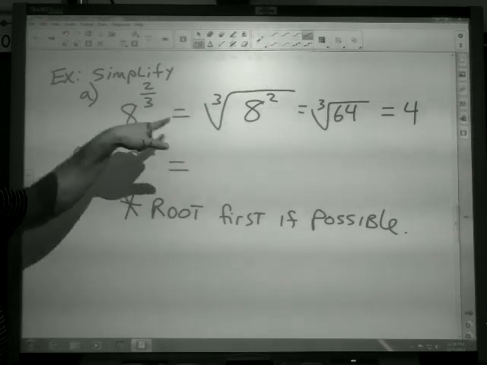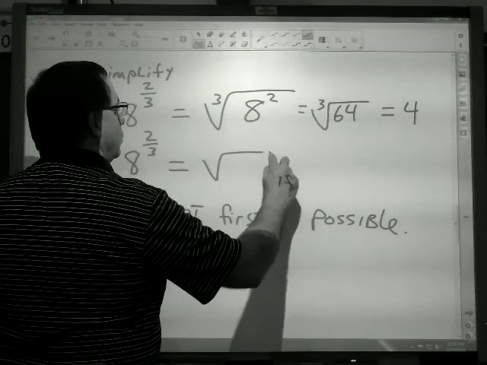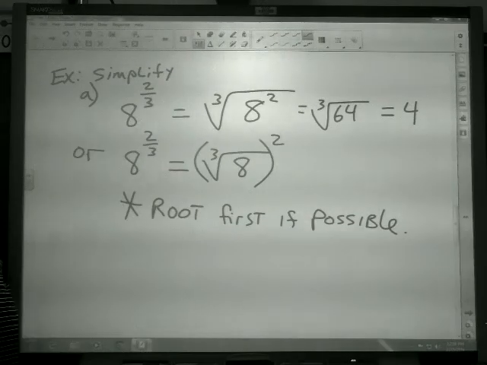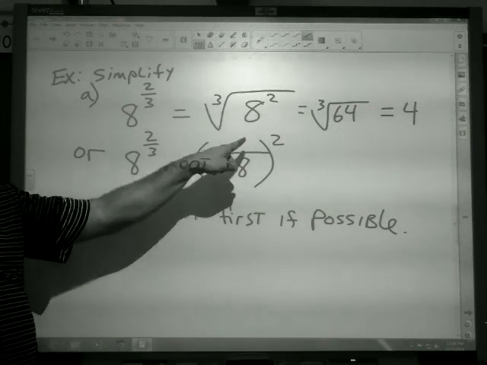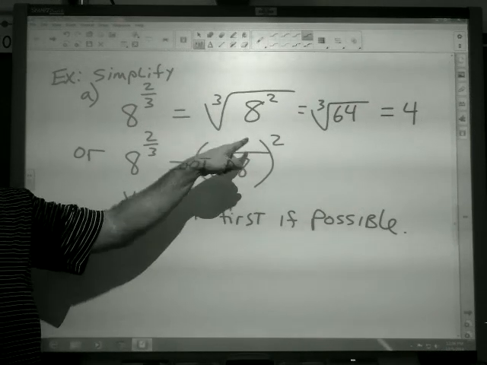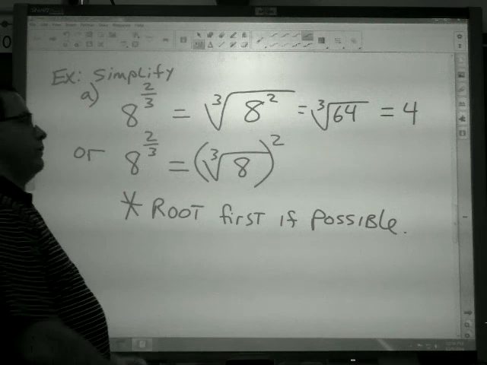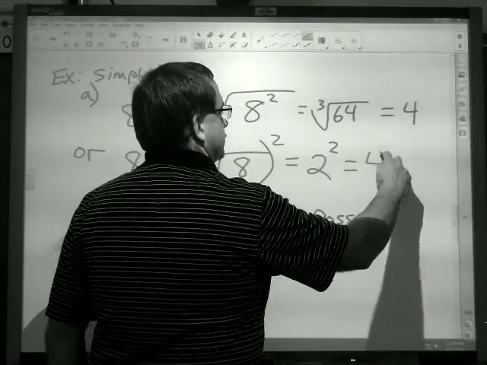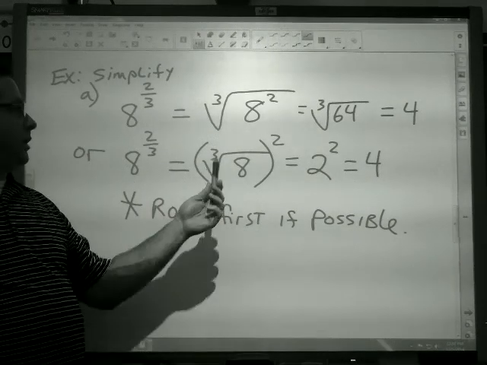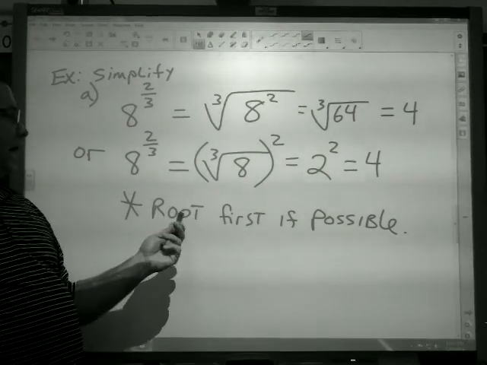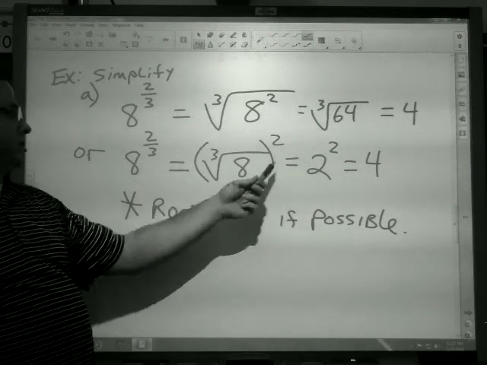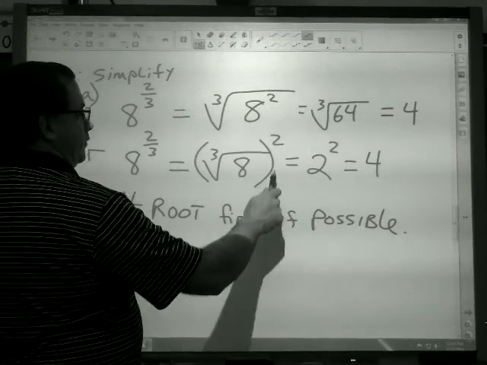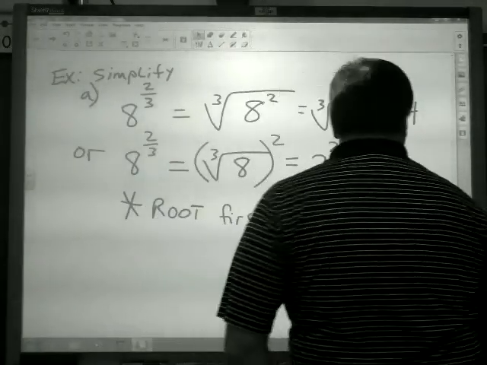Or, again, I could try root, power. I could try it either way. Cube root of 8. I know what that is. Cube root of 8 is 2. Squared is 4. So, for some people, if I can take the root, I'll take it first if possible, because it reduces this number down to something more manageable. Okay? So if I can take the root first, I will do that. So root first if possible.